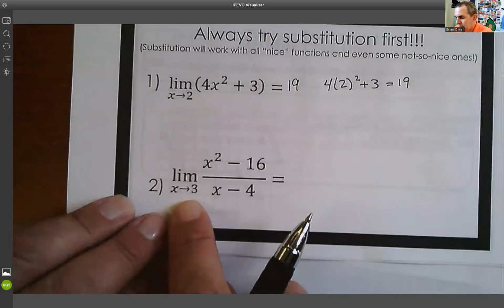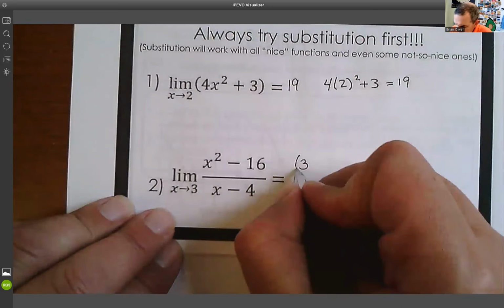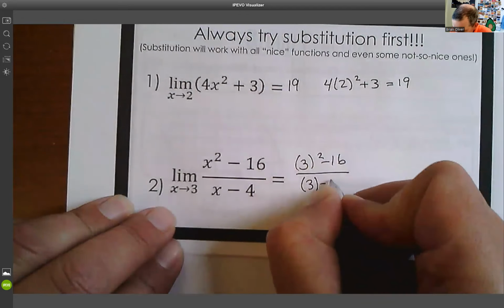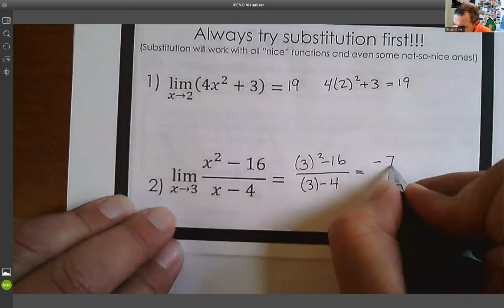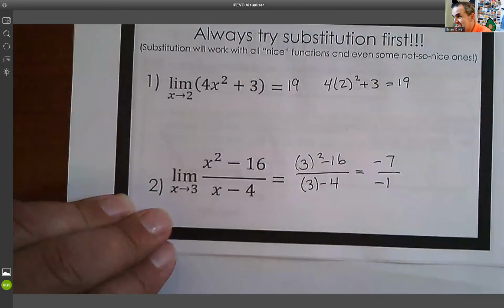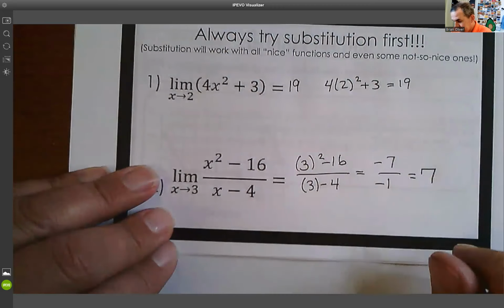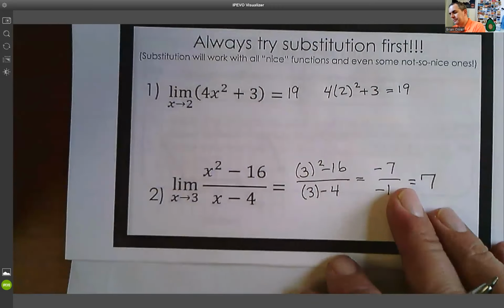Look at this one down here. I'm going to plug in: 3 squared minus 16 over 3 minus 4. This is going to give me -7 on top and -1 on the bottom. Technically, that's the answer. If you want to, you can make it 7 because it plugs in and it simplifies.